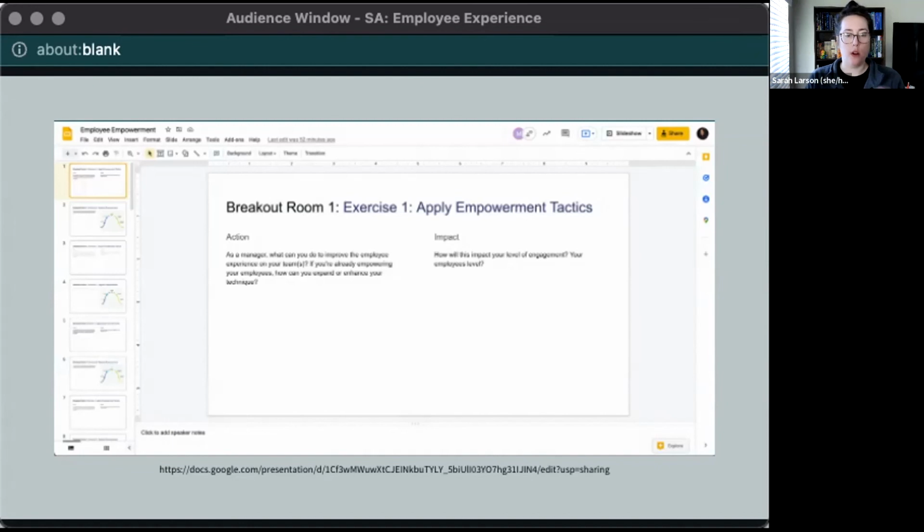For example, when you get sent into your breakout rooms, you're going to have a little box pop up and it's going to be black with a blue button that says join.